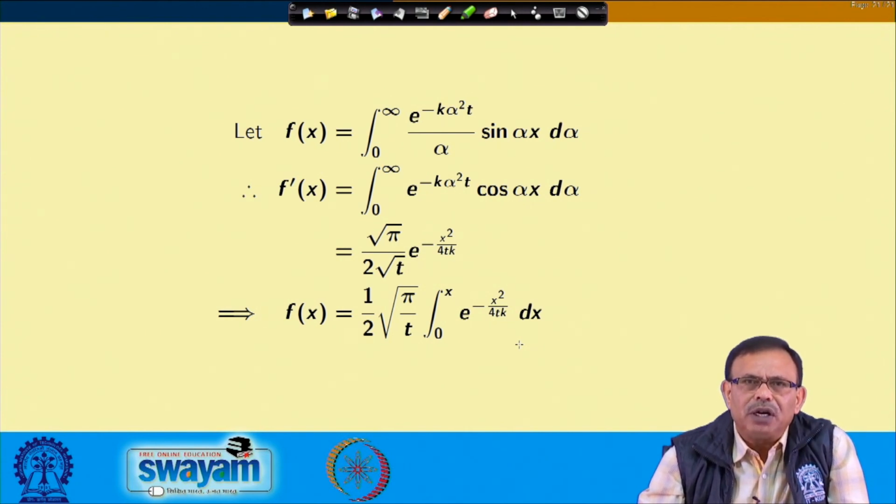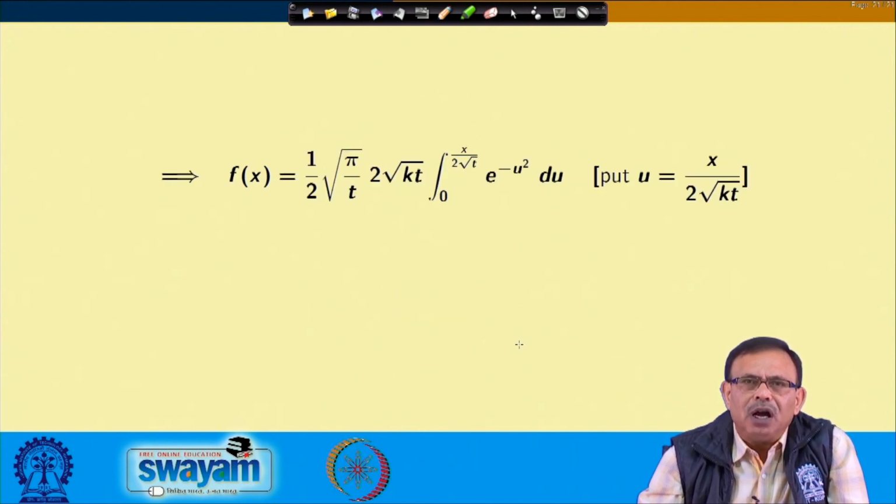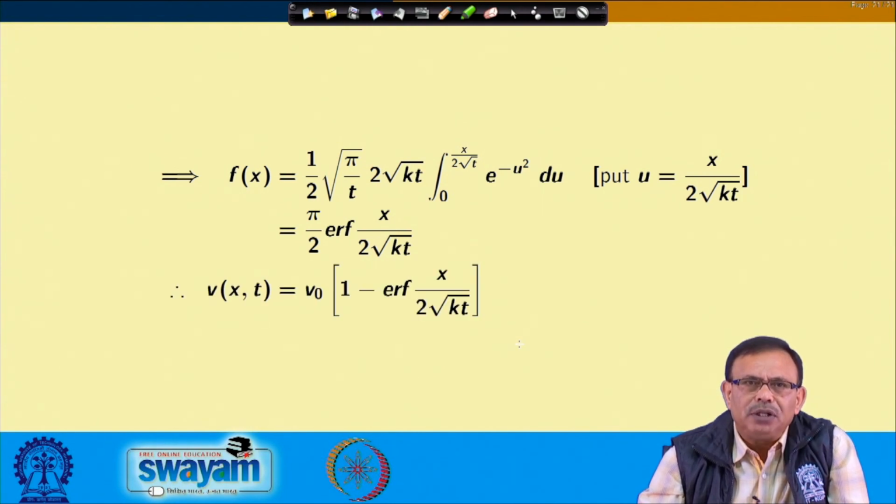From f dash x you can write down this integral, integrating both sides on the given equation. If I evaluate this integral, then ultimately I obtain this by substituting u equals x by 2 root k t, so that the value becomes error function ERF of x by 2 root k t as f(x). So, v(x,t) becomes v 0 into 1 minus error function of x by 2 root k t, and this is nothing but v 0 into the complementary error function of x by 2 root k t. So, I hope the solution processes are clear to you now.